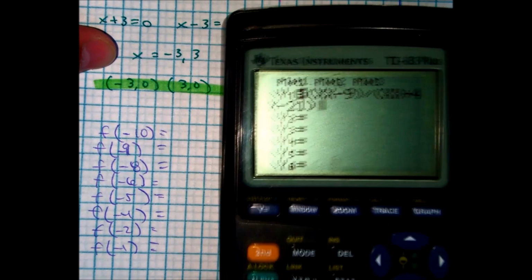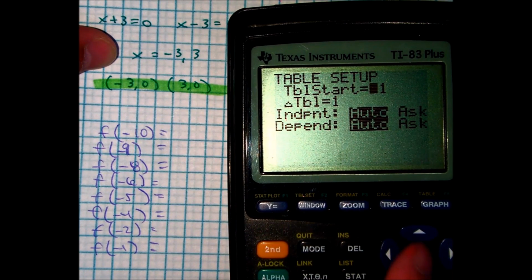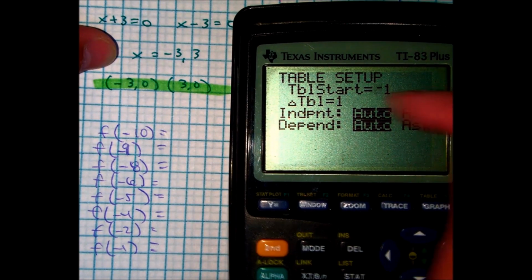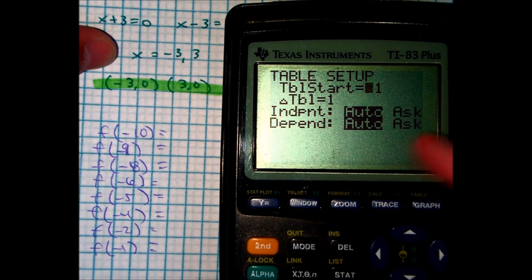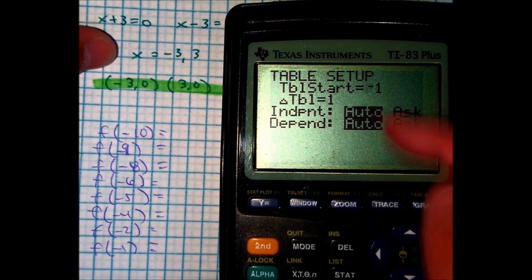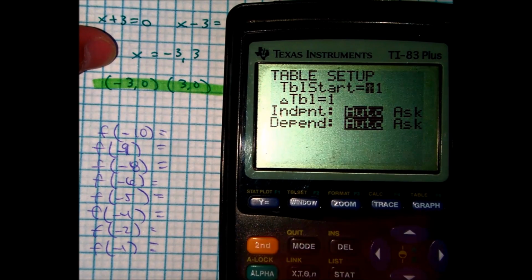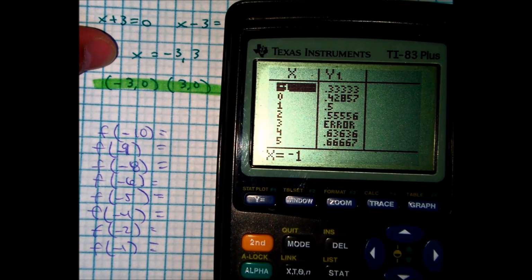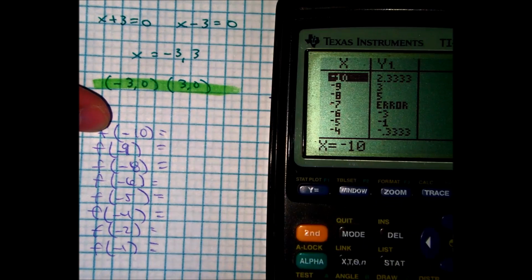Okay, so we're going to go to my table, so make sure you're pressing second table set or second window. You can start at any number. You want the change of the table in ones, and then I have autos here. You could have it ask for the independent variable if you wanted to. Now I'm going to go to table, so that's second graph. You can just scroll up and down. I'm going to find -10 and then write down those numbers.